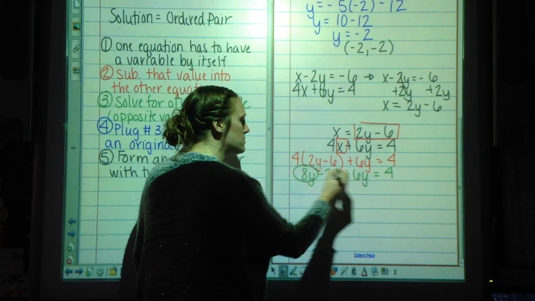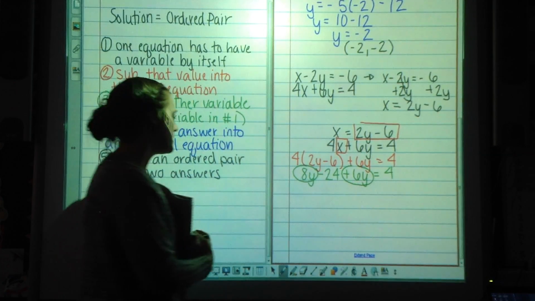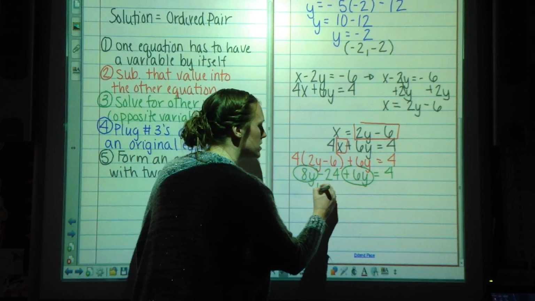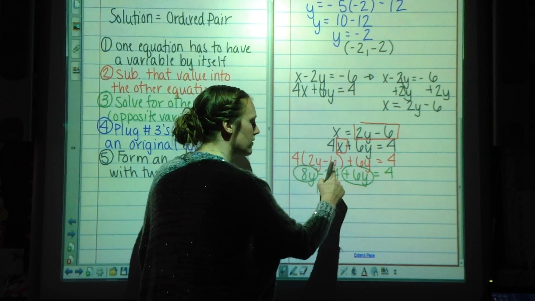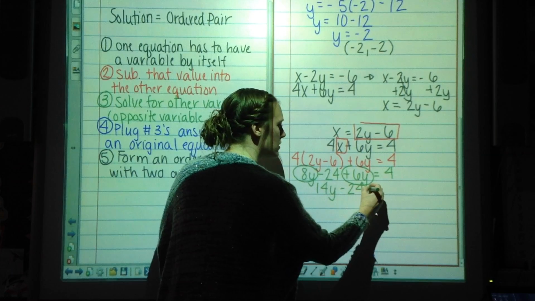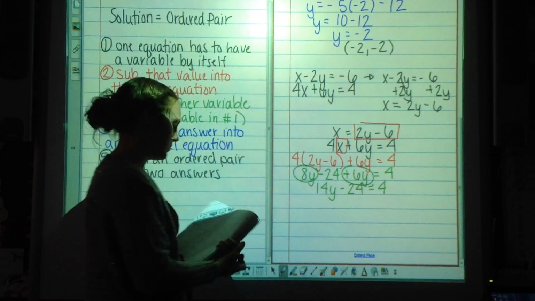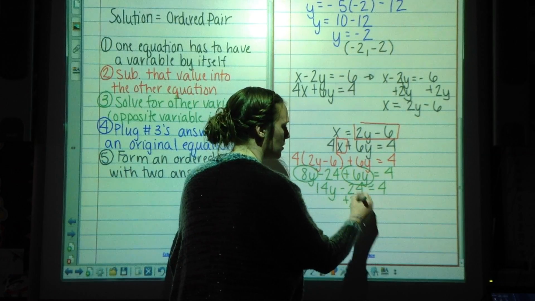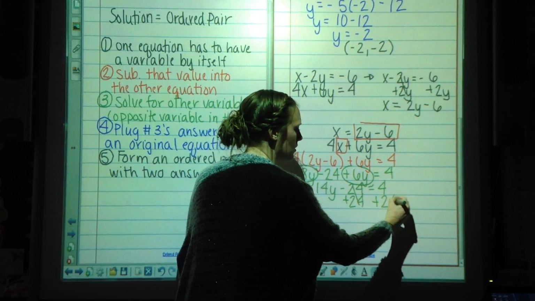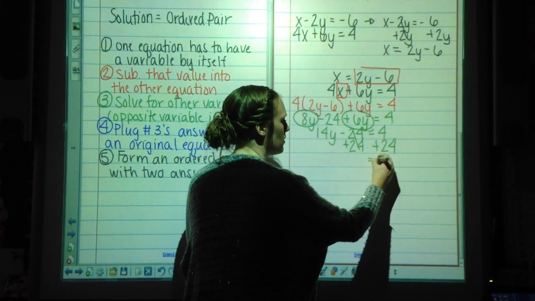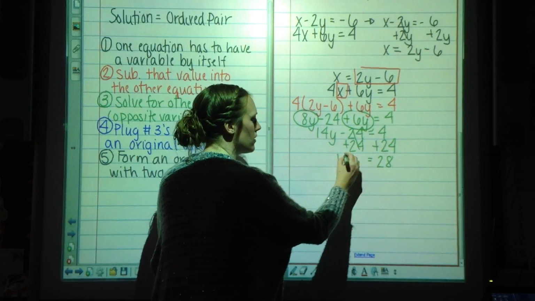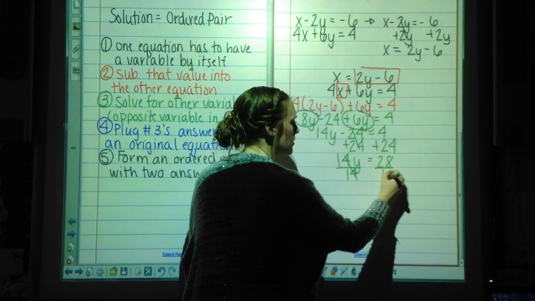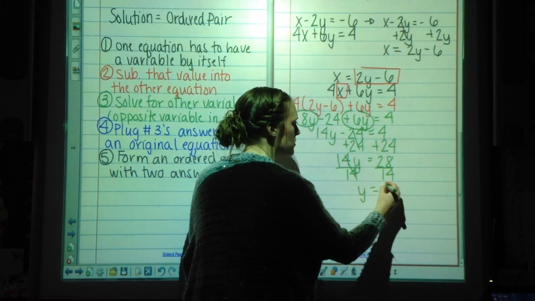Combine your like terms. Do whatever it says. This says 8y plus 6y, which is 14y. Write down everything else. So I get y equals 2.